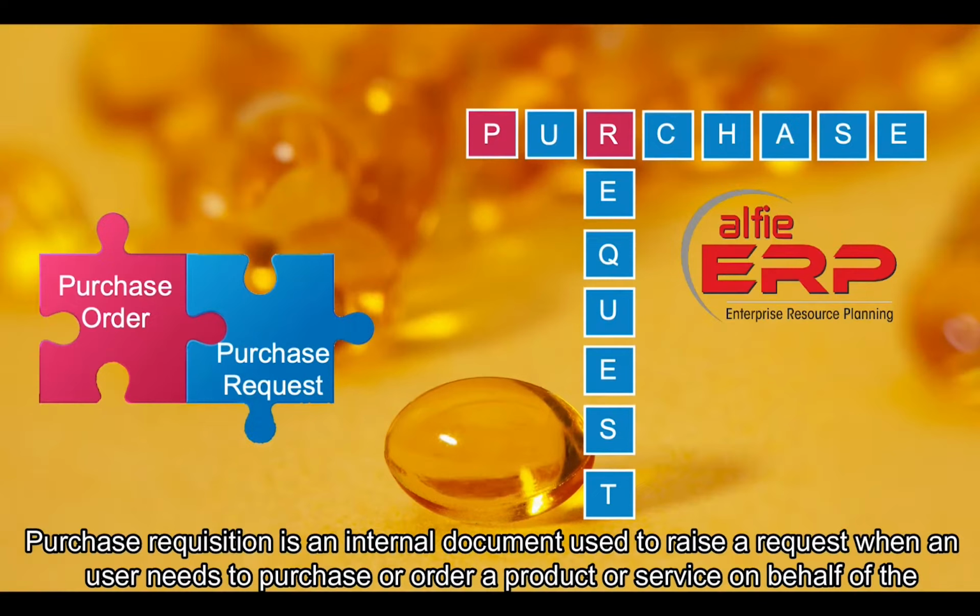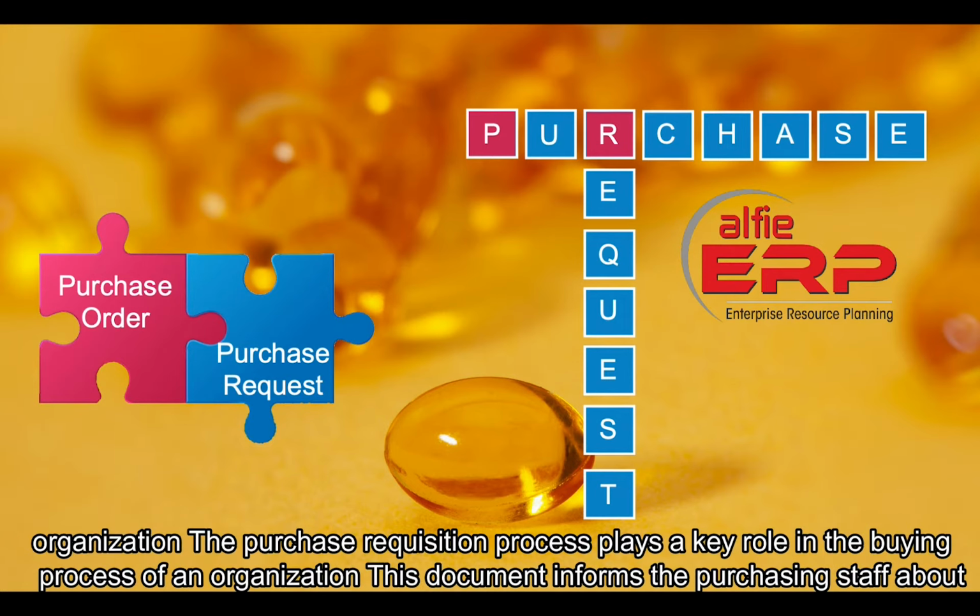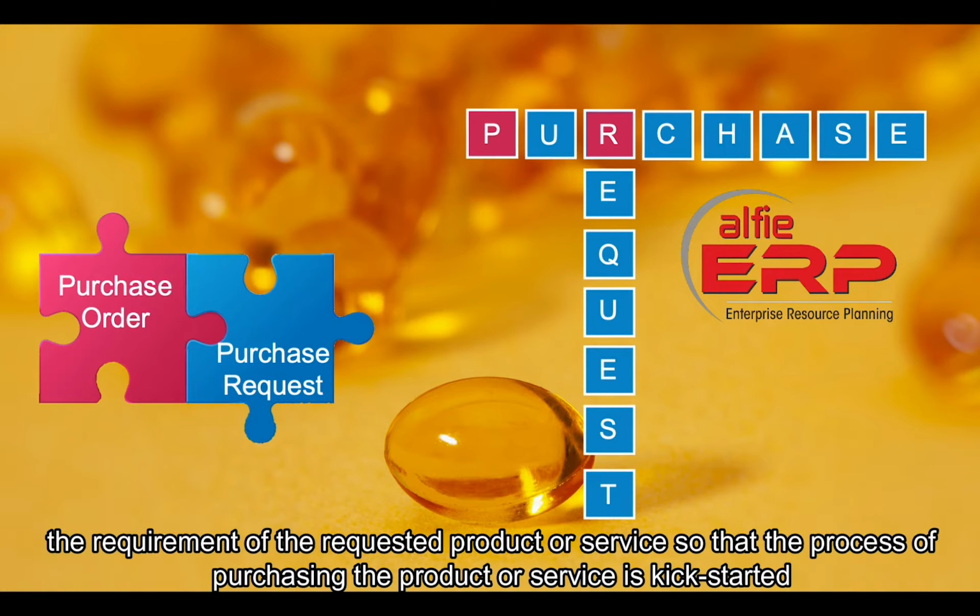A purchase requisition is an internal document used to raise a request when a user needs to purchase or order a product or service on behalf of the organization. The purchase requisition process plays a key role in the buying process of an organization. This document informs the purchasing staff about the requirement of the requested product or service so that the process of purchasing the product or service is kickstarted.